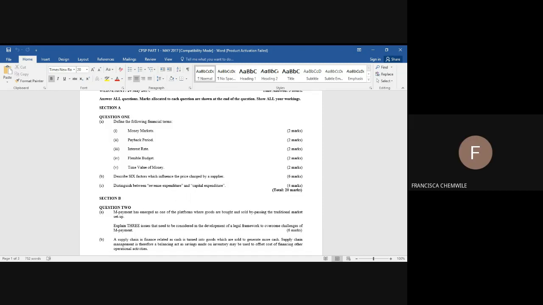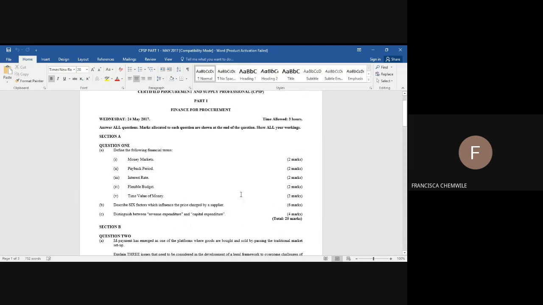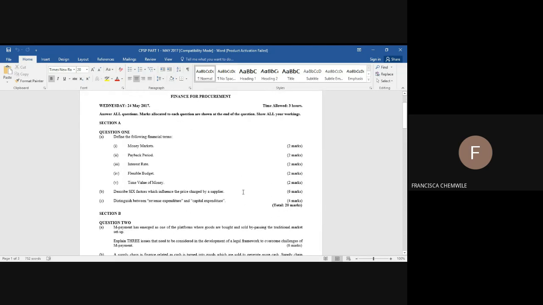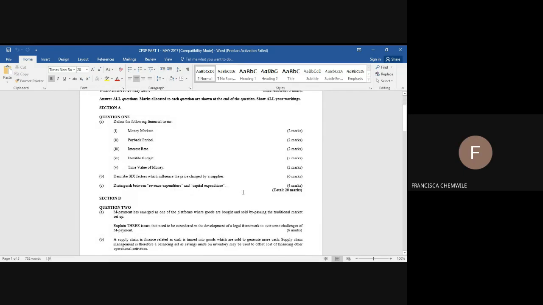I think capital expenditure is used to acquire the assets of an organization, for example, the long-term assets, like to acquire and maintain these. And then revenue expenditure comes from the operations of the organization. Very well, as Francisca has defined.